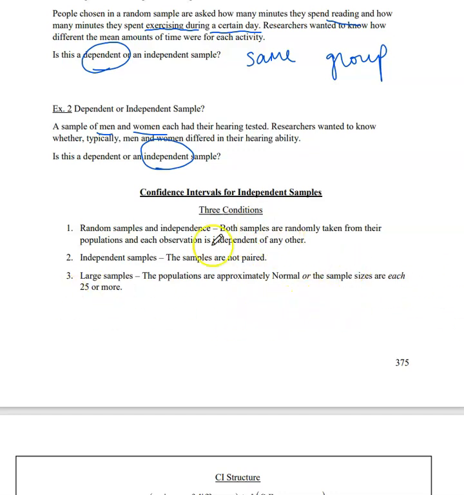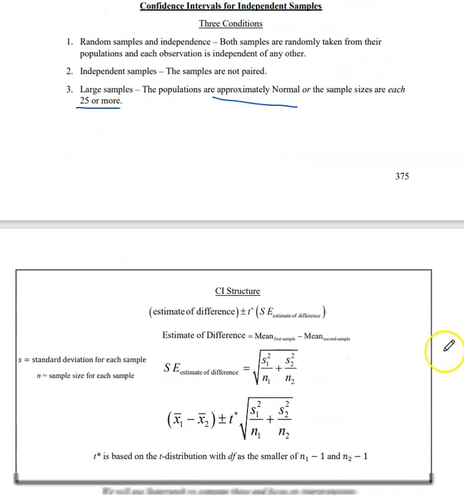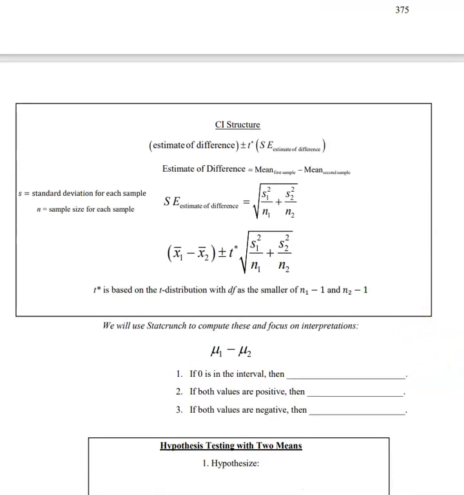As always, the samples have to be random. They have to be independent, assuming they're not paired. In that case, we have to do something different. And they have to be large enough samples. Generally, they have to be at least 25 or more, or they have to come from a population that is normal, just like it was when we had one sample. Or they have to be large enough to expect at least 25 or more responses. Now, the structure for what this is going to look like, it's analogous to what we did with one sample. We have our estimate, X bar.